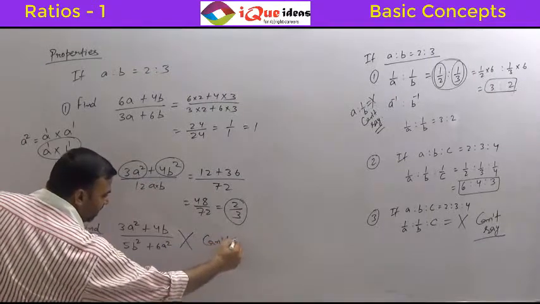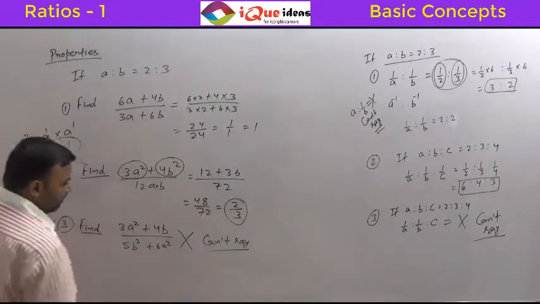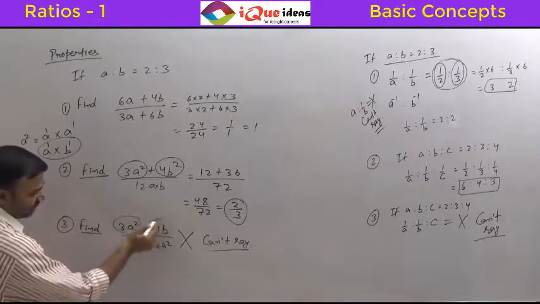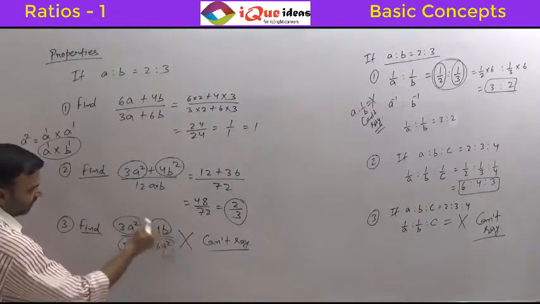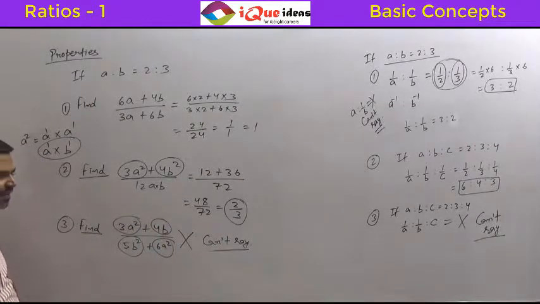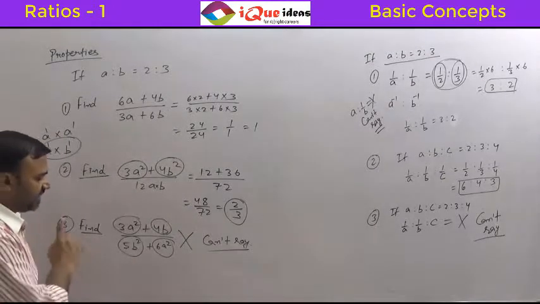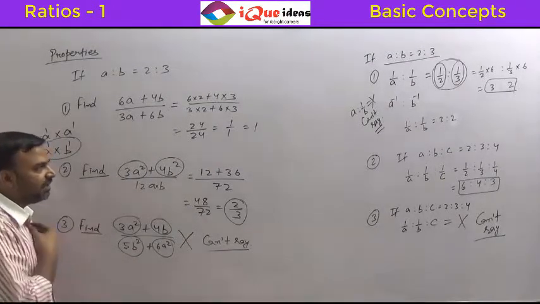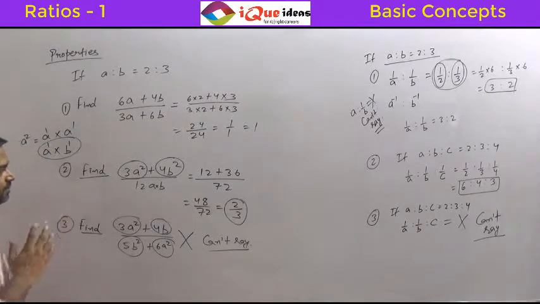Why can't say? There is one term in which the power is different. Here the power is 2, here the power is 1, here the power is 2, here the power is 2. So we cannot calculate. Each and every term should have the same power. Even if one term has a different power, we cannot calculate. Right? Just be careful about it.